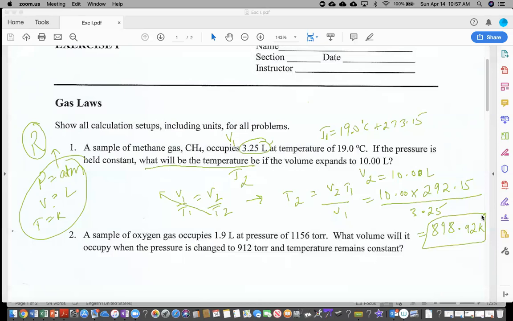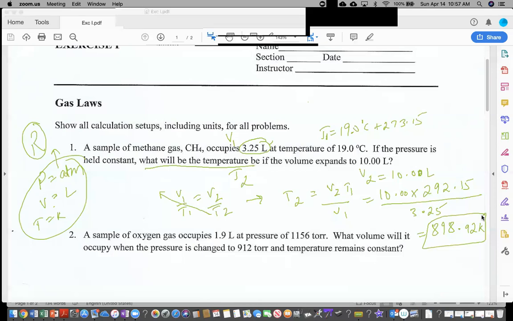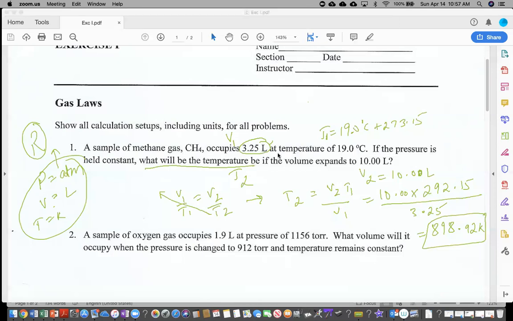So temperature went up. I'm just thinking that your volume went up, so temperature must have gone up. It went from 292.15 to 898.15, and that kind of sounds right. So is that answer correct or no, the amount of Kelvin?